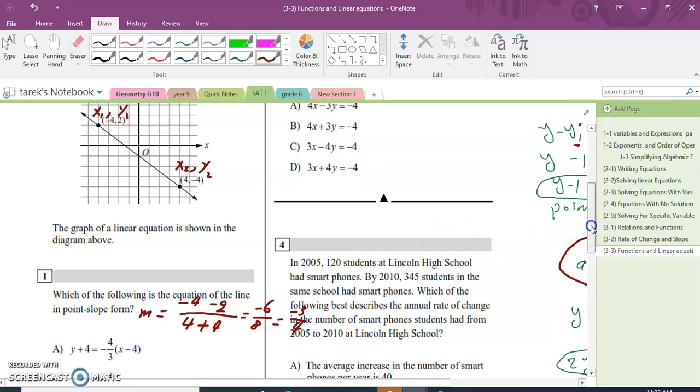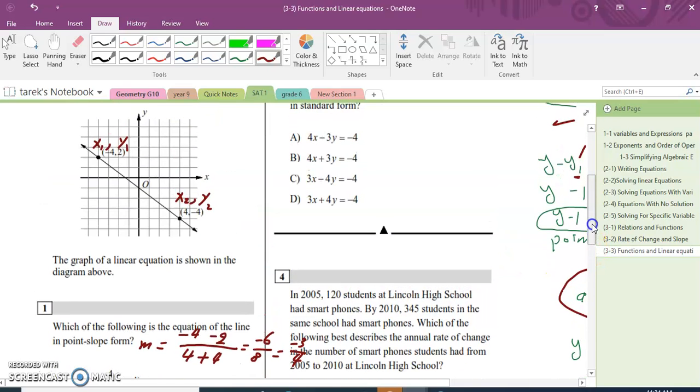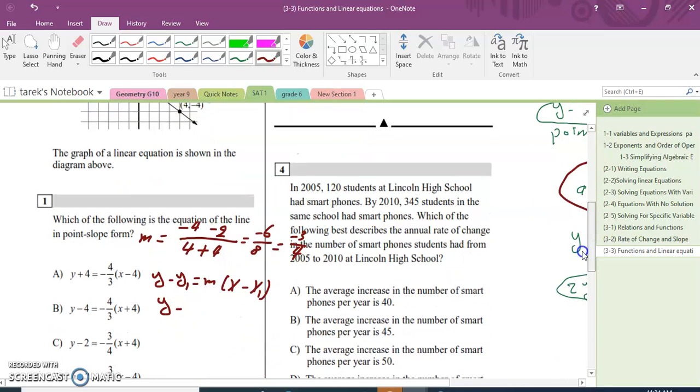and the point, which is on y1. Write the form first. y minus y1 equals m times x minus x1. This is the point-slope form. Go back. The y1 is 2 and the x1 is -4.